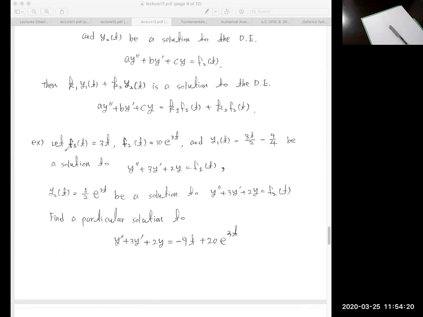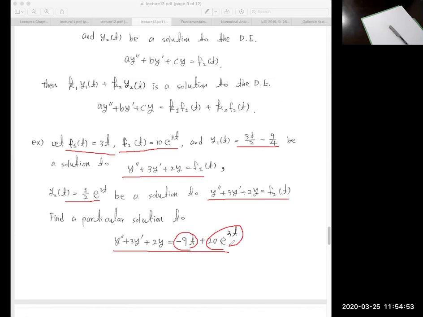f1 of t equals 3t, and then f2 is defined by 10 times e to 3t. Let y1 be a solution of the first non-homogeneous differential equation, and y2 a solution of the second. Find the particular solution to this one. Negative 9t is nothing but negative 3 times f1, and 20 times e to 3t is nothing but 2 times f2, right?